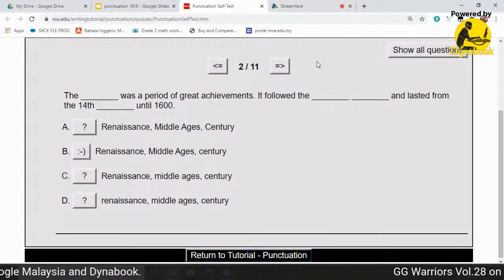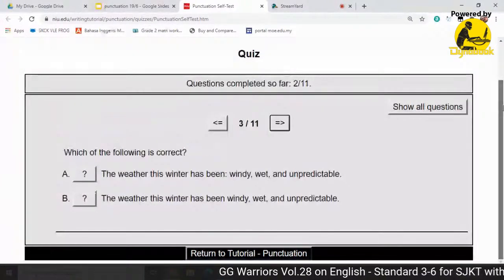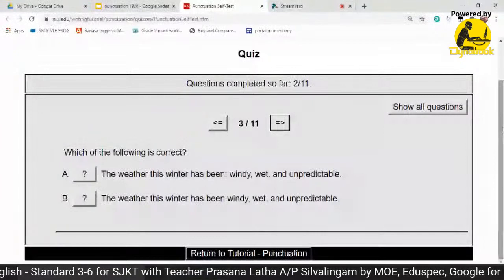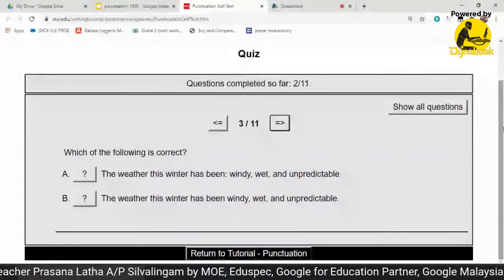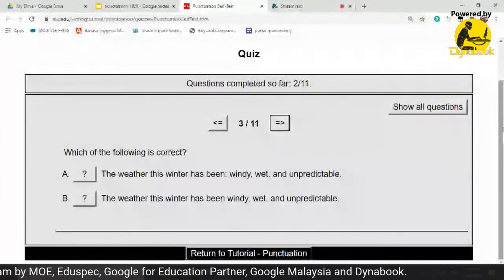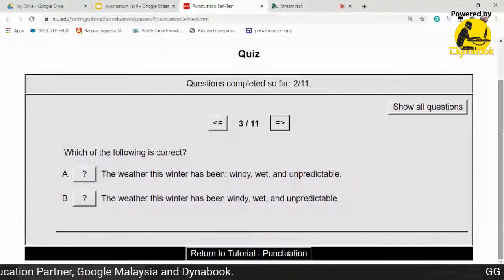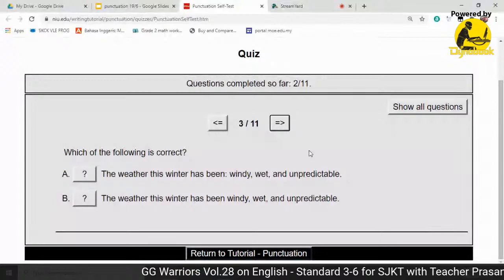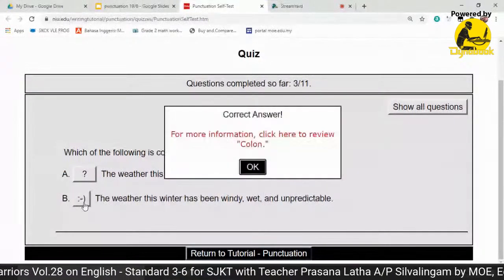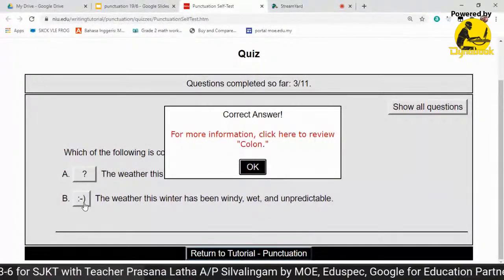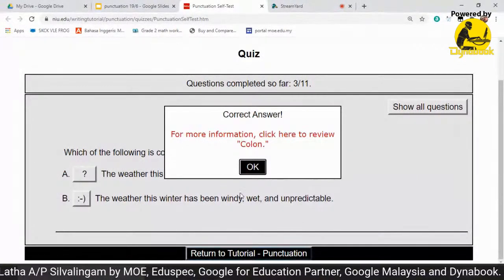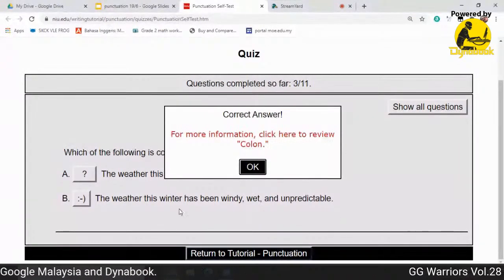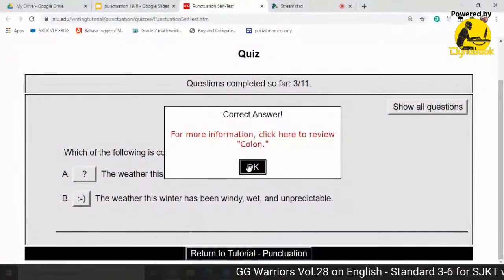Which of the following is correct? The weather this winter has been windy, wet, and unpredictable, or the weather this winter has been windy, wet, and unpredictable. A or B? Okay, some of you answered B. I'm just going to go with B. Correct answer, because we are using commas to separate adjectives to describe the weather. Very good. Now let's look into the next question.